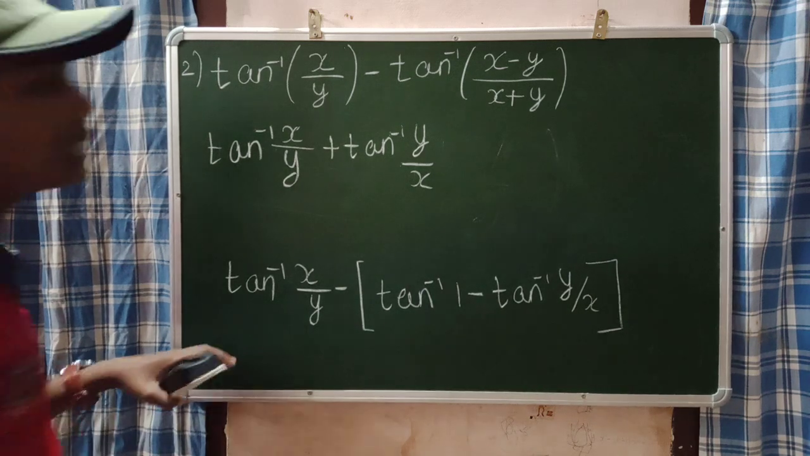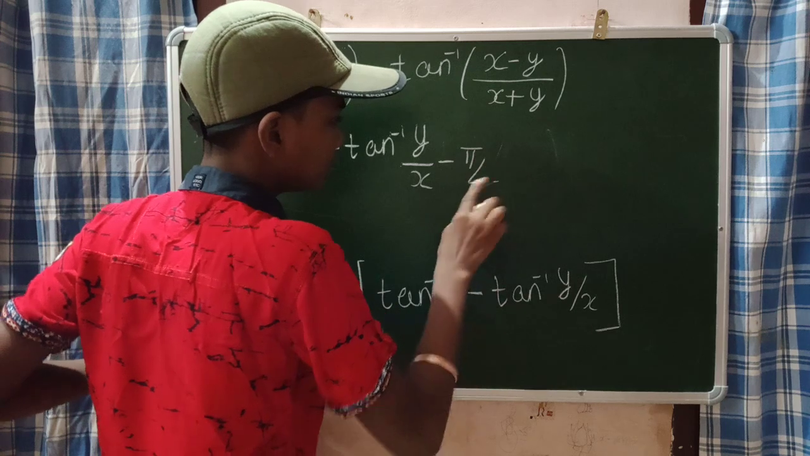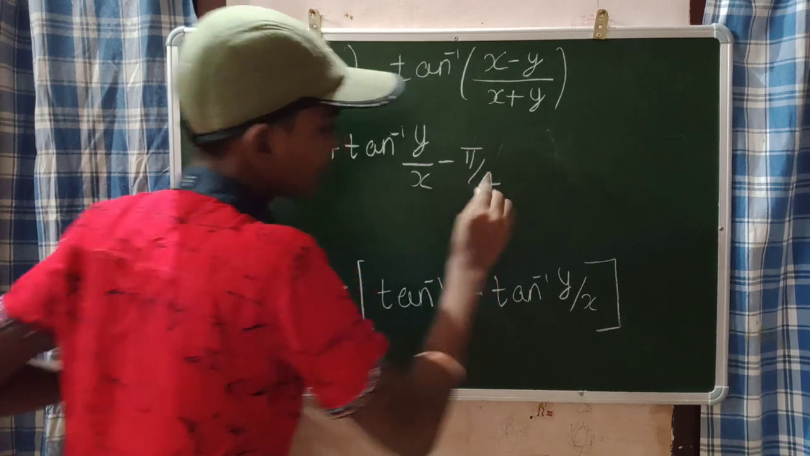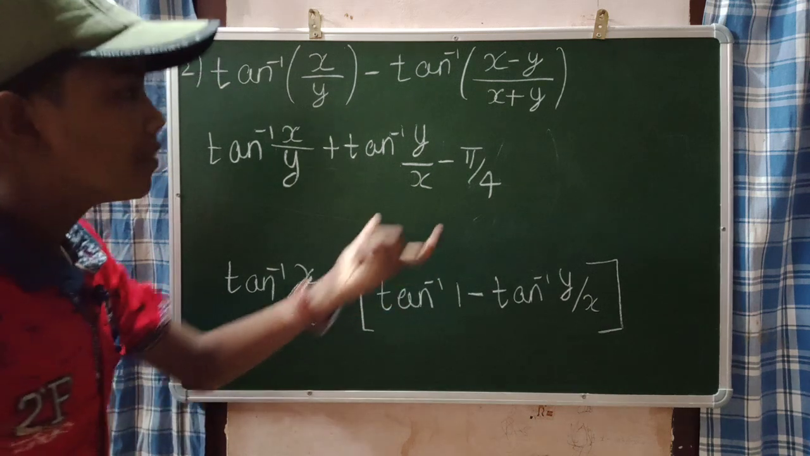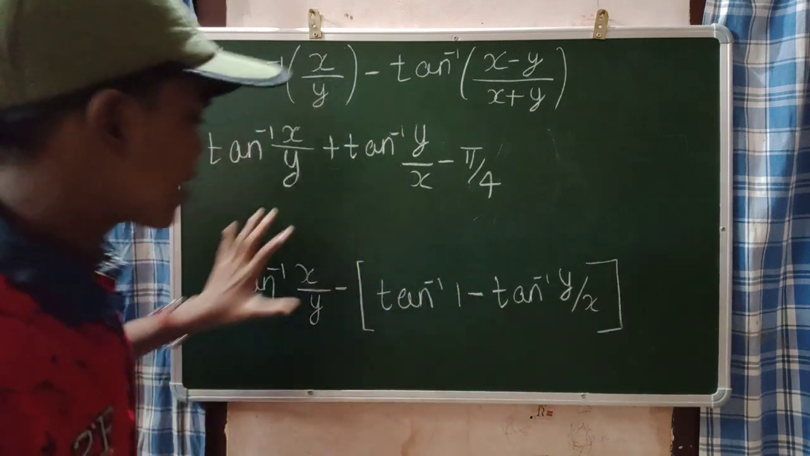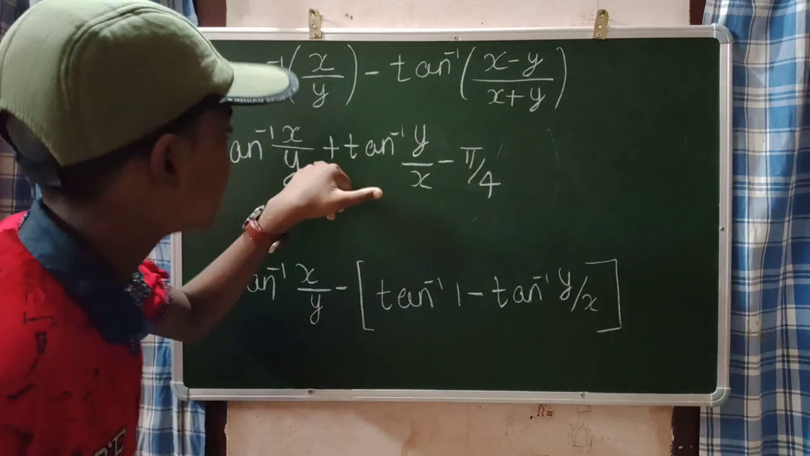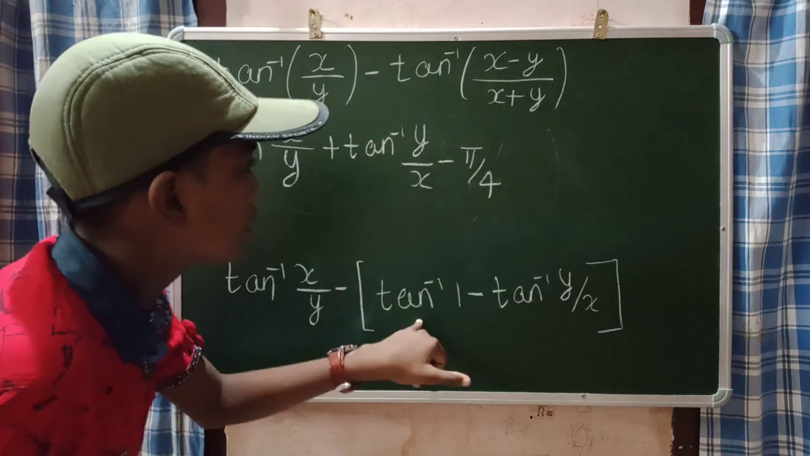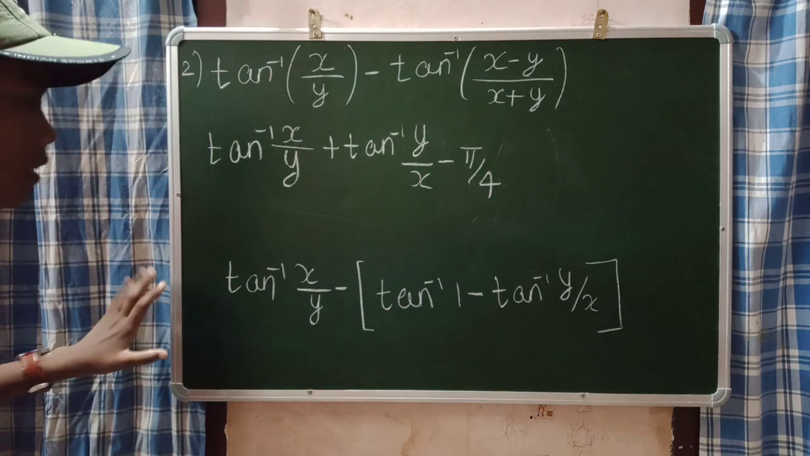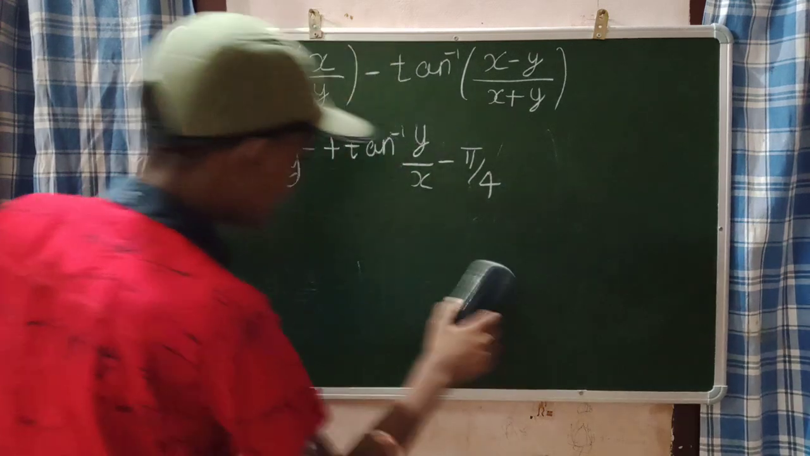Minus of tan inverse of 1 is minus pi by 4, because tan inverse of 1 is pi by 4, guys. Because tan pi by 4 only will give us 1. So tan inverse of 1 will be pi by 4. I'm just simplifying it. So tan inverse of x by y, minus of minus will be plus, then tan inverse of y by x. Then minus of tan inverse of 1 will be minus of pi by 4. That's all.